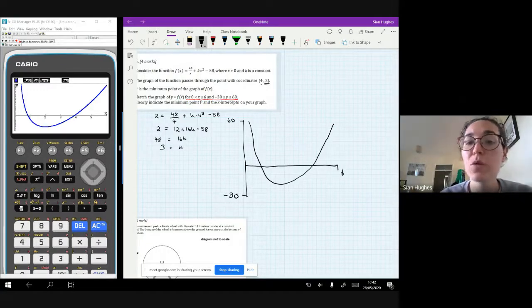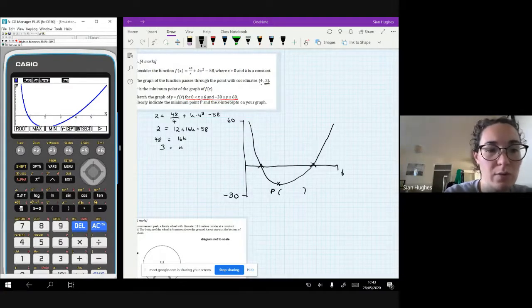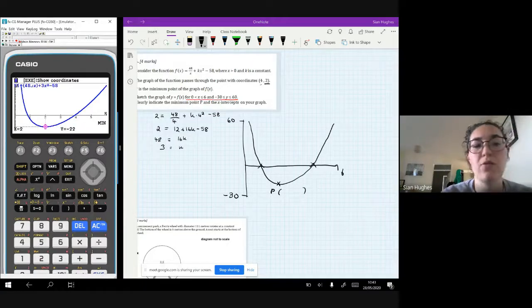But what's important in this sketch is marking on the key values. So we're told about P, so we want to find its coordinates, and then we have our two x-intercepts. And we can do that using the calculator. We can get it to do the work for us. So for the minimum, we can do G-Solve. We can do minimum. There's only one. It gives us those coordinates.